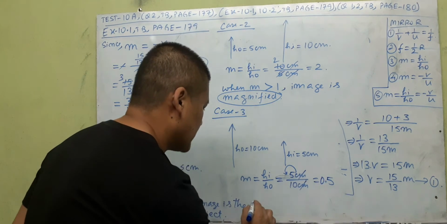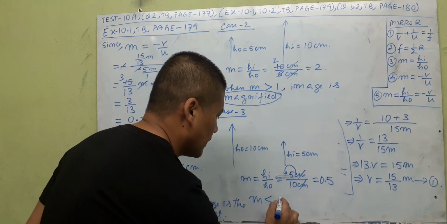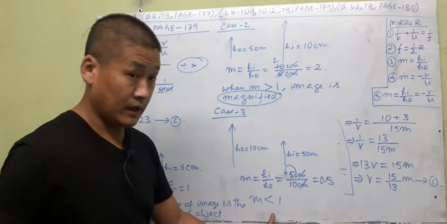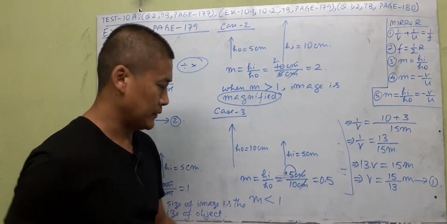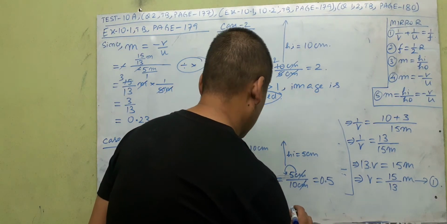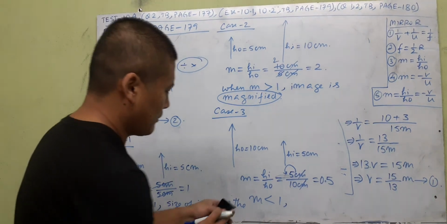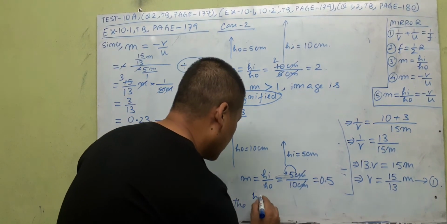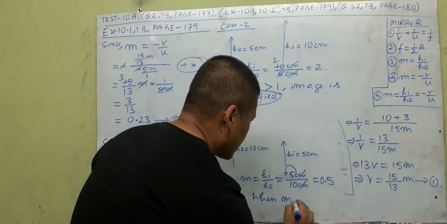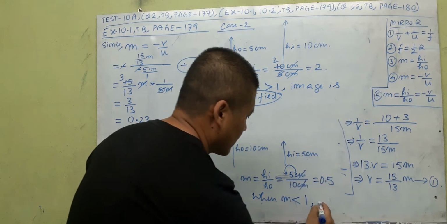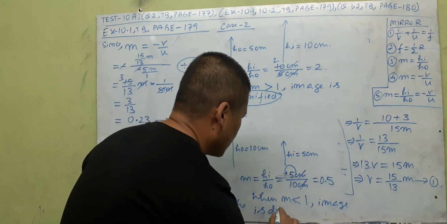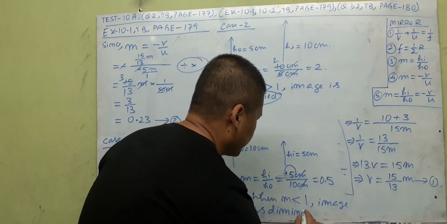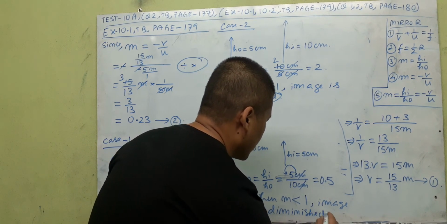0.5. So here we see m is clearly less than 1. 0.5 is less than 1. No? Case 2 is greater than 1. So case 2, m greater than 1 here. Case 3, m less than 1. When does this happen? So when m is less than 1, just write like that. When m is less than 1, like this, image is what? Image is diminished. In other words, it's smaller than the object.